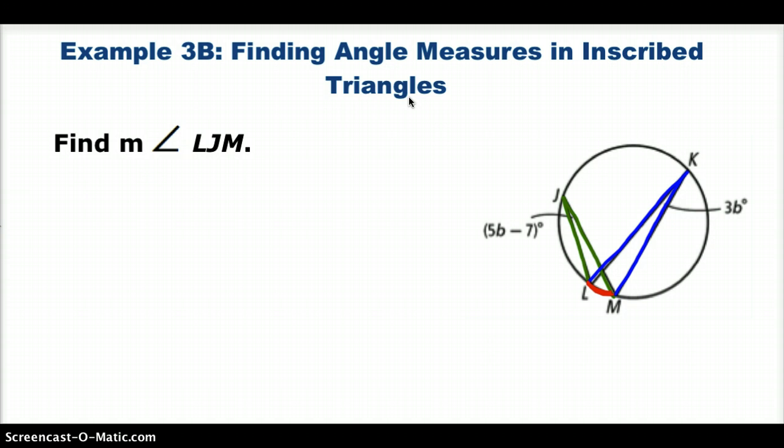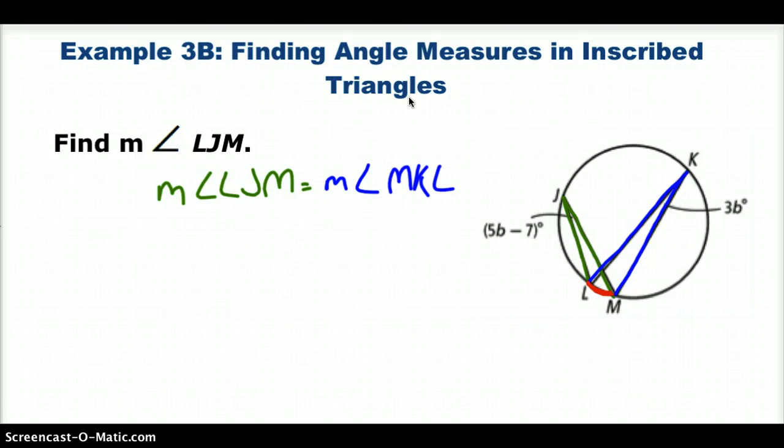So what I'm just going to write down here is the fact that the measure of angle LJM must be equal to the measure of angle, actually I'll put this in blue, I think the colors kind of help here. So the measure of angle, we'll just call it MKL. Okay, and so now I'm just going to plug in everything here. So I'm just going to substitute the algebra, or what they gave me here. So 5b minus 7 is going to be equal to 3b.